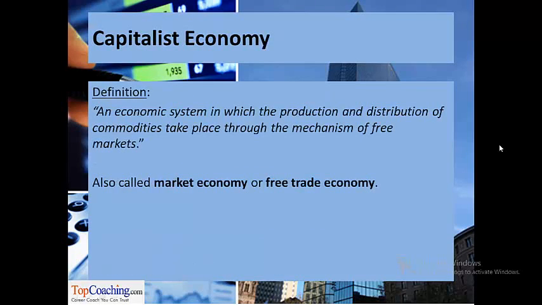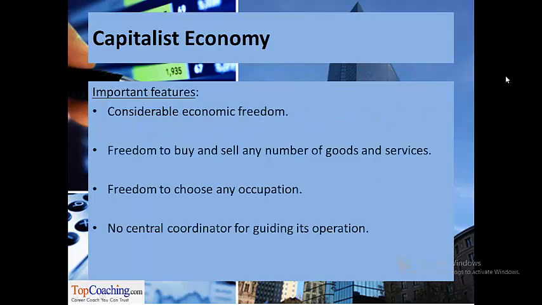The second type of economic system is the capitalist economy. We can define a capitalist economy as an economic system in which the production and distribution of commodities take place through the mechanism of free markets. Hence, it is also known as the market economy or the free trade economy.